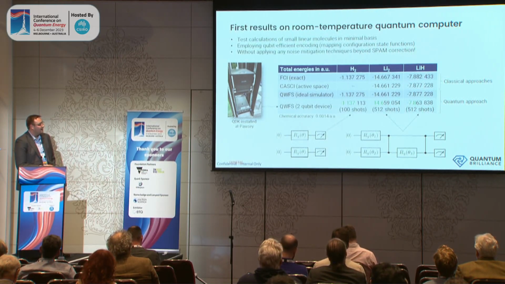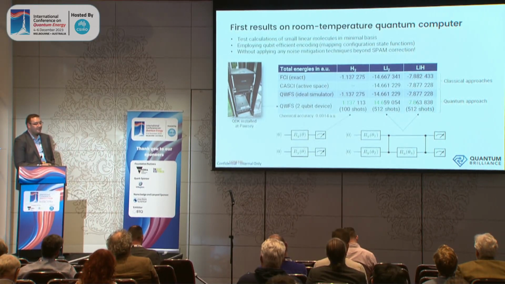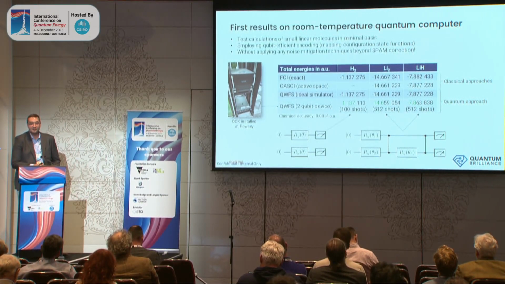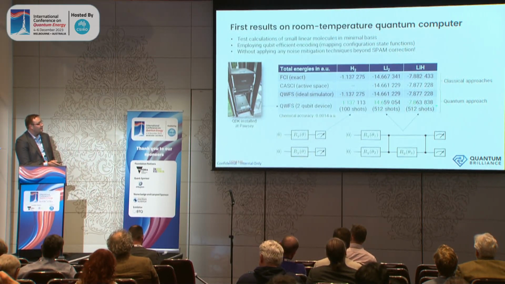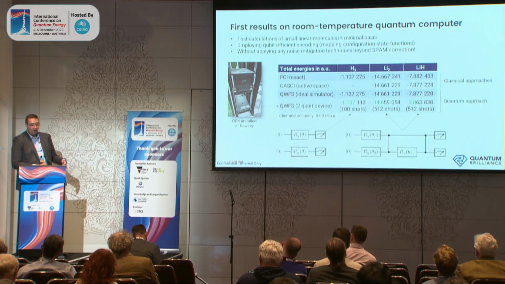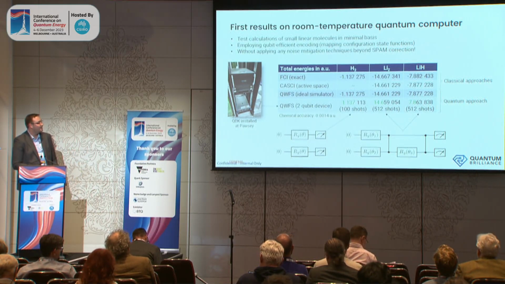And as you can see, for H2, with only 100 shots, we are within chemical accuracy, so we have extremely good results there. And for the 2-qubit circuits, with 500 shots, we are almost there. We are not quite within chemical accuracy, but we're closing that gap by the day and hopefully arrive there soon.